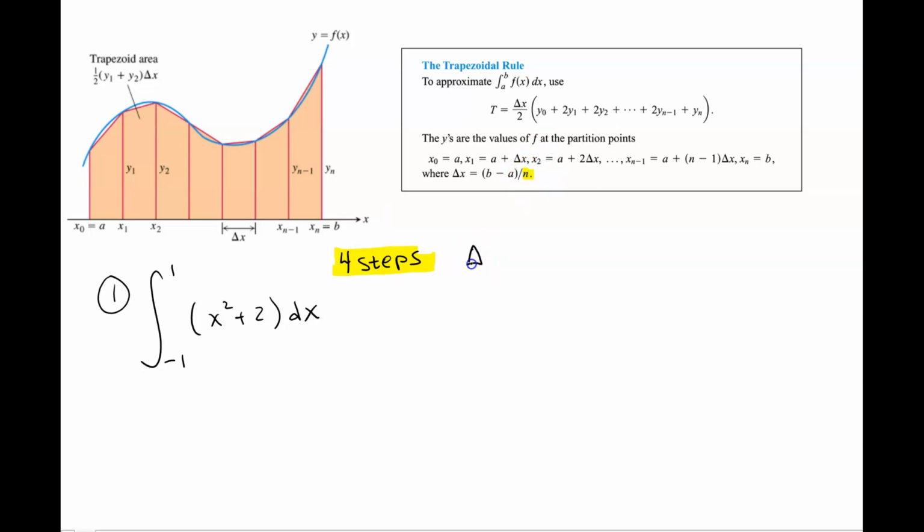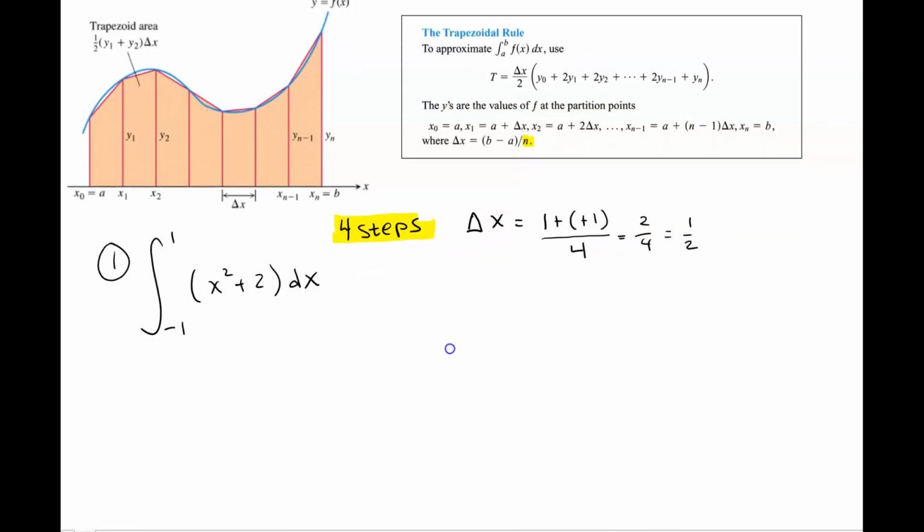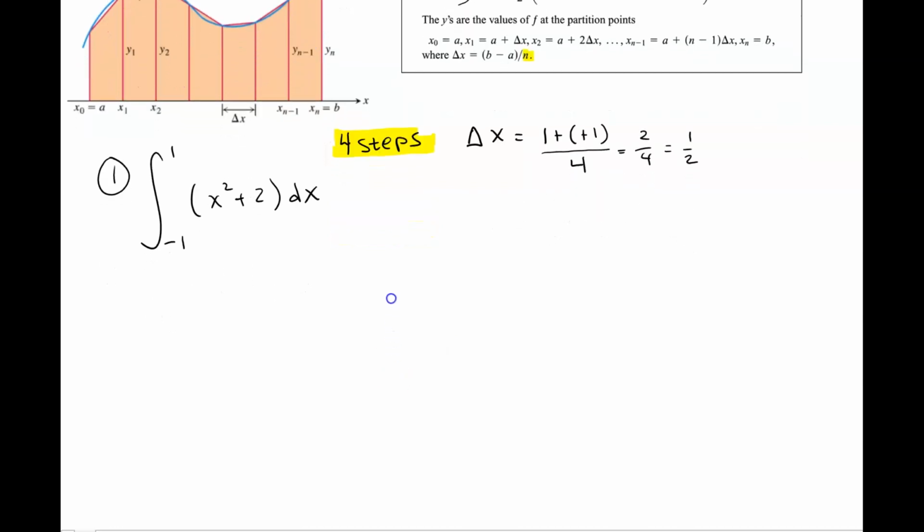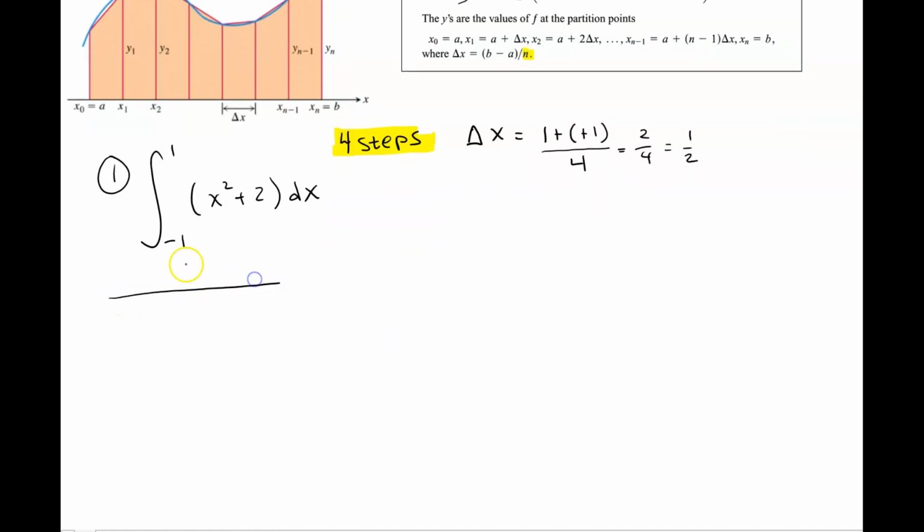So let's figure out the delta x for this problem. We're going to take 1 minus -1, and divide it by 4, the number of steps that we need. This becomes 2/4, which is 1/2. So we're going to have increments of 1/2 for each of our x values from -1 to 1. And then we're going to compute a table of values so that we can fill in the formula for the trapezoid rule. So let's go ahead and take a look at that.